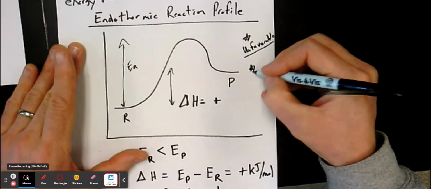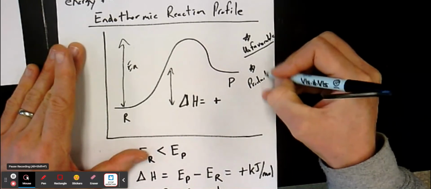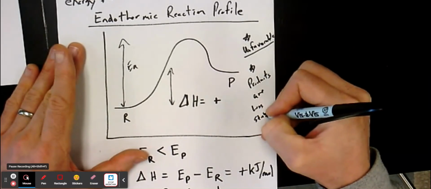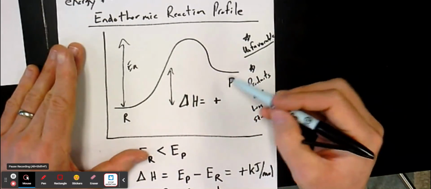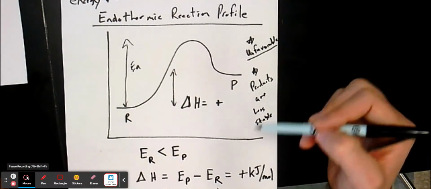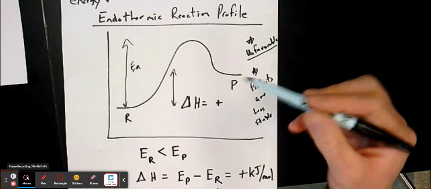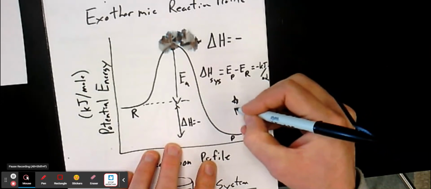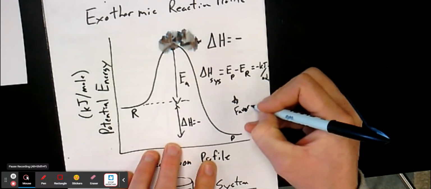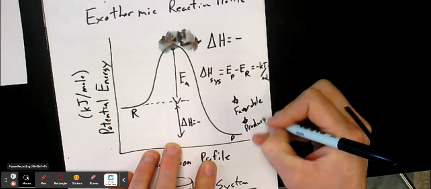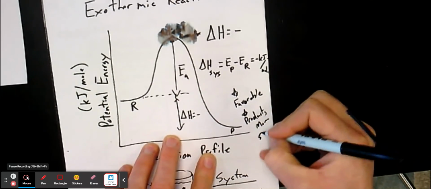And the products are less stable simply because they've got more energy. In science or in chemistry, the more energy, the less stable. All right. So products are less stable. And by reverse, the exothermic, this is favorable and products more stable.